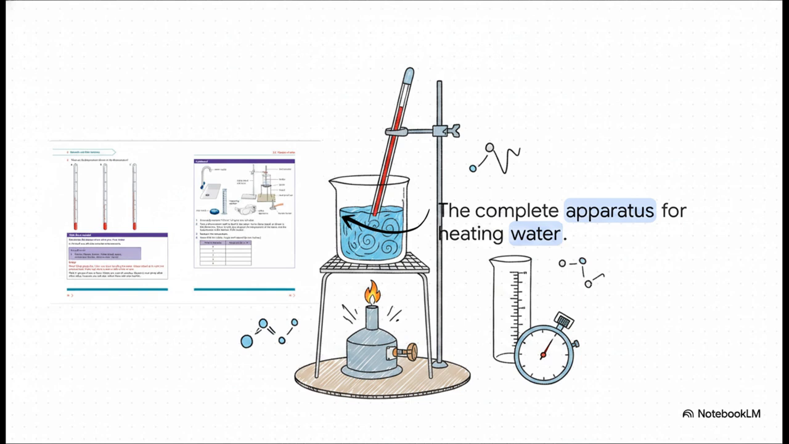At the bottom, we have a Bunsen burner sitting on a heat-proof mat, ready to supply the heat energy. Above that is a tripod with a wire gauze to support a glass beaker full of water. Notice the clamp stand? It's securely holding the thermometer directly in the liquid. And, of course, our measuring cylinder and a stopwatch are right nearby to help with data collection.